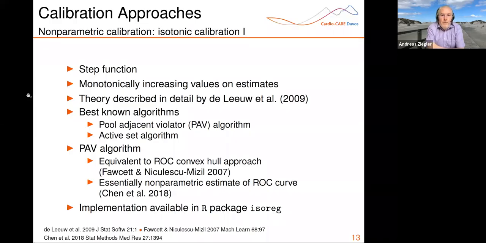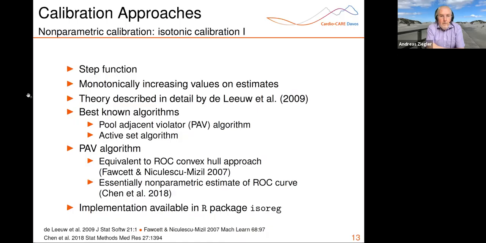The theory of isotonic calibration has been nicely described in the paper by De Leo in the Journal of Statistical Software about 12 years back in time. And De Leo et al. described 2 algorithms in detail. One is the so-called PAVA, or sometimes just PAV algorithm, which is the pooled adjacent violators algorithm. And the alternative is the ASA, not the American Statistical Association, but the active set algorithm. And I will describe the PAVA in some detail on the next slides.